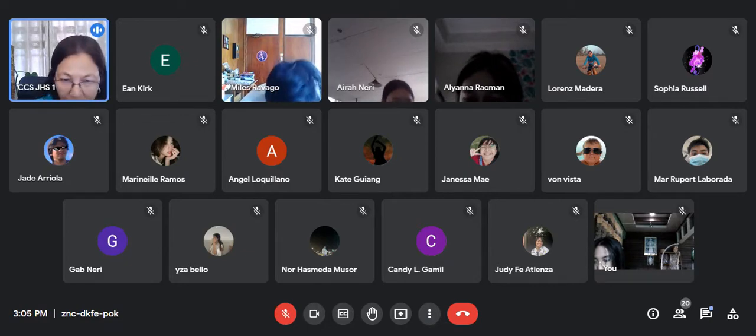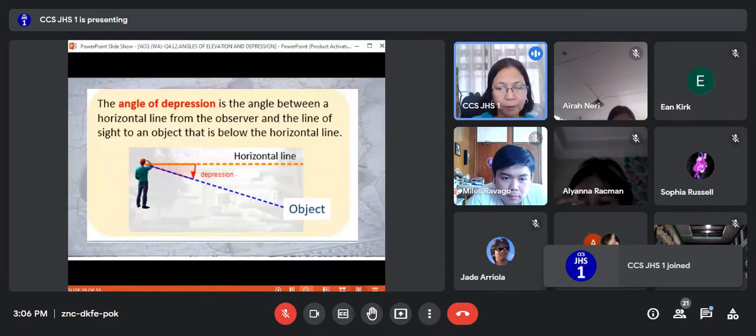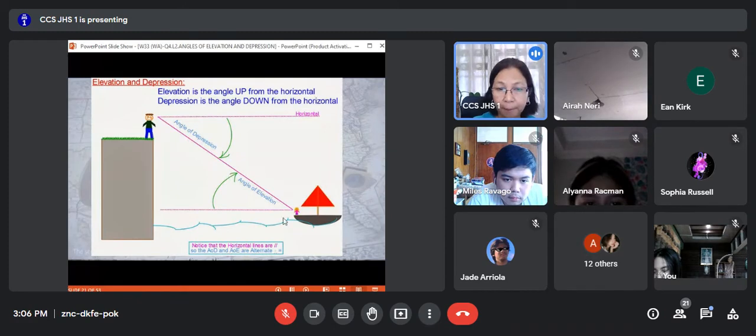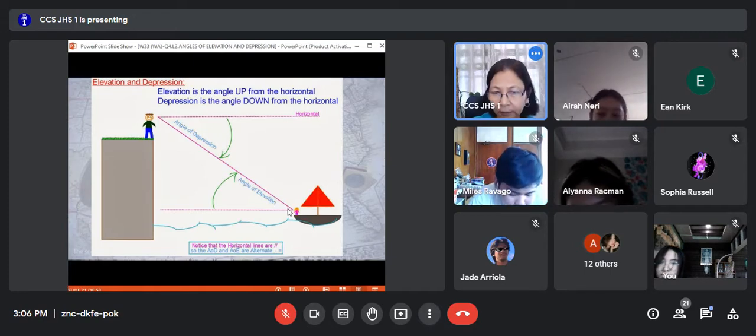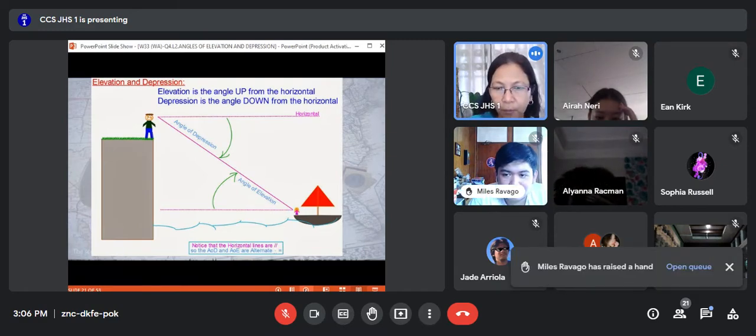This is our definition, right? And then you have here, the angle of depression and elevation are the same, if you are using the same figure, okay? Now, the reference point is very important. And where are you looking at? Did you understand, class? Okay. So these are the two important angles that we'll be using in lesson number 2.